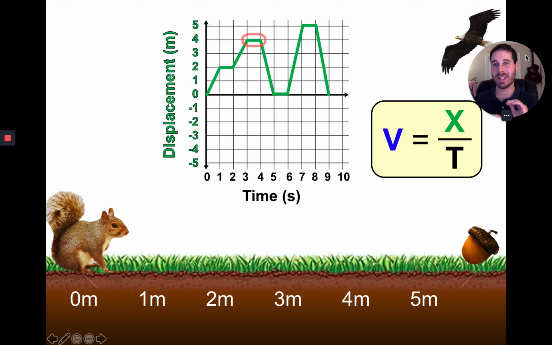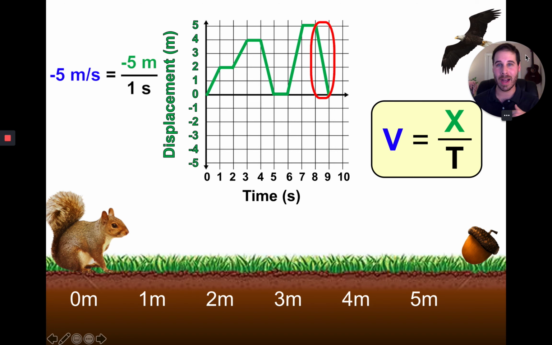How about when he was standing still because he was scared of the eagle? Well, there he was traveling 0 meters in 1 second. So his velocity is 0. And then lastly, what about when he was moving backwards after having eaten the acorn? Well, he traveled backwards 5 meters in a time of 1 second. So his displacement there was -5 meters, negative because he went backwards in the negative direction. And so as a result, his velocity will be negative as well.